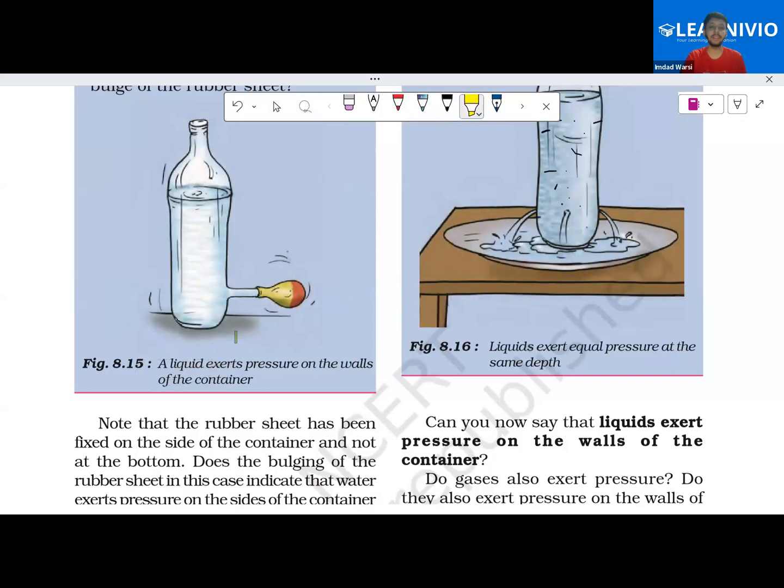So a liquid exerts pressure on the wall of the container. Now, if you make a cut in the bottle and you apply a balloon, what would happen? The balloon would inflate, right? After some amount of time, because the water with a certain pressure would start going inside the balloon, and the balloon would soon inflate and grow bigger in size.